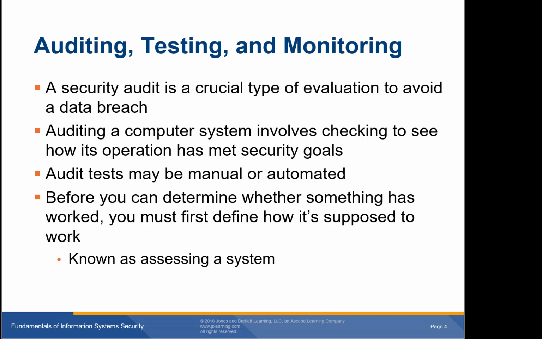Of course, long before you can audit a system, you need to create the policies and procedures that establish the rules and requirements of the system. That is, before you can determine whether something has worked, you must first define how it's supposed to work. This is known as assessing your system. You evaluate all the components of your system and determine how each should work. This sets your baseline expectations. Once you have that, you can audit the system. You compare the system's performance to your baseline expectations to see whether things work as planned.